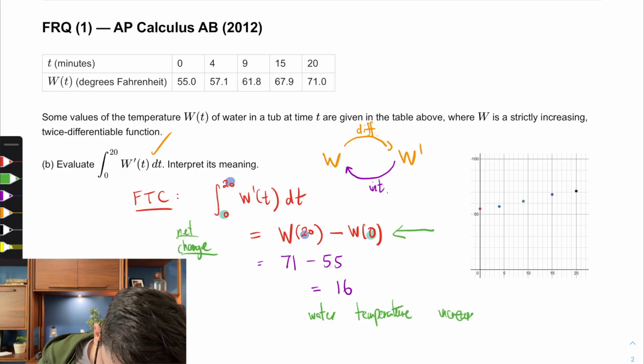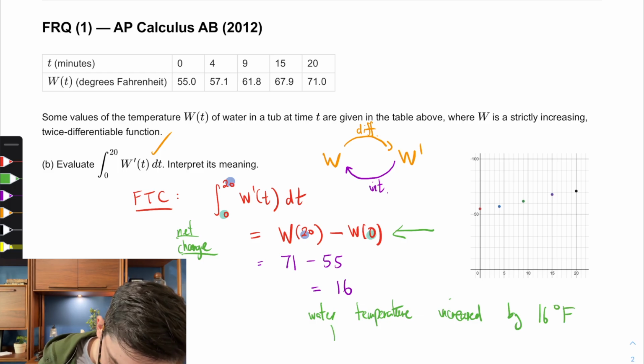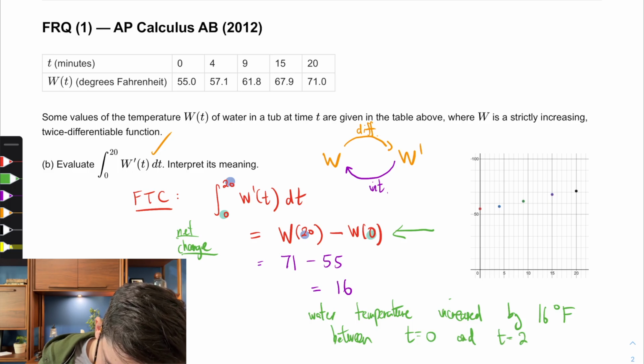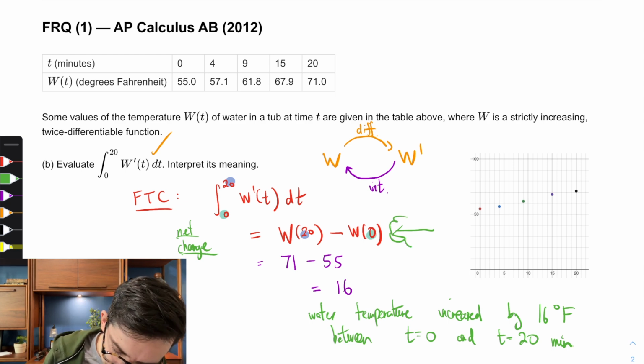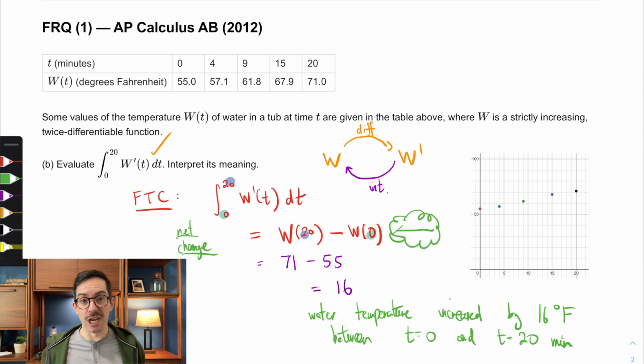increased by 16 degrees Fahrenheit between t equals 0 and t equals 20 minutes. That is what this difference here is telling us. It's the change in the temperature between those times.